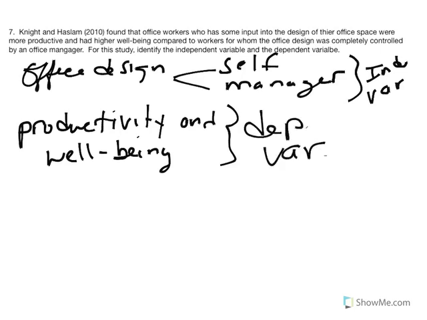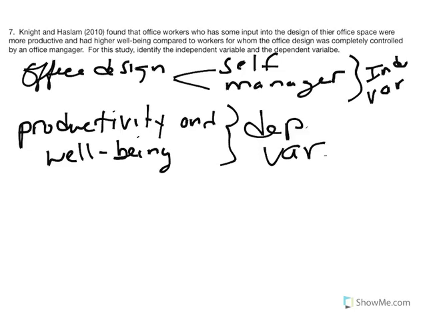Okay, so again, what is the effect of who has control over the design of your office space on how productive you are and how good you feel? You know, what is your state of well-being? Okay, so again, try to think of this idea of what has an effect on what, and talk it through so that you can better understand what is it that we're manipulating and what is it that we're collecting data on.